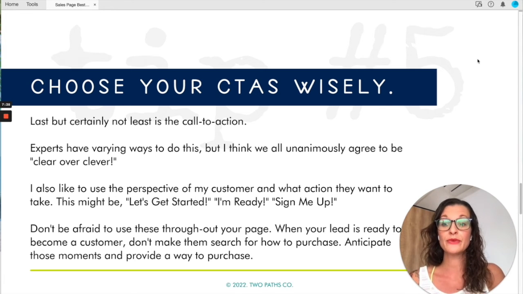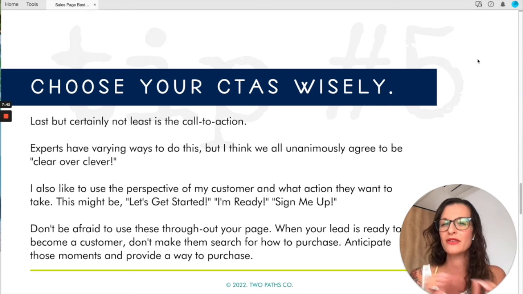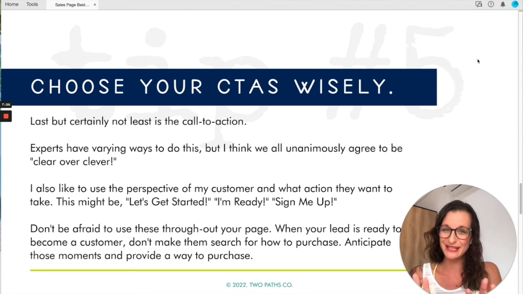When your lead is ready to become a customer, don't make them search for how to purchase. Anticipate those moments and then provide them that way. It's not being salesy, it's being of service. And if I have to go searching for a buy button, I'm probably going to give up after like a second, and then I'm going to just abandon the page. So keep this in mind.